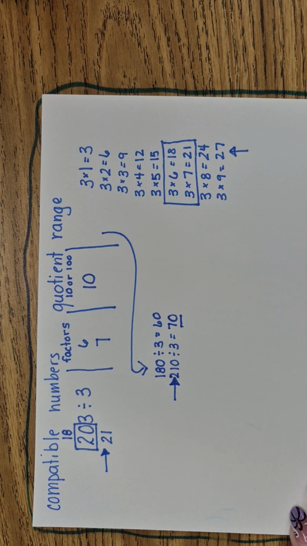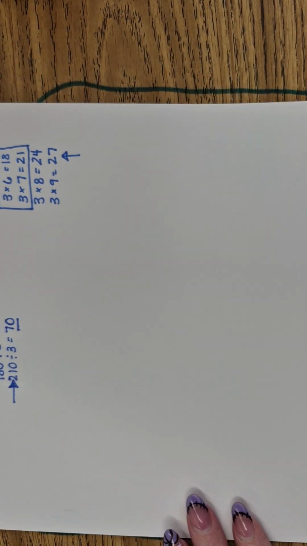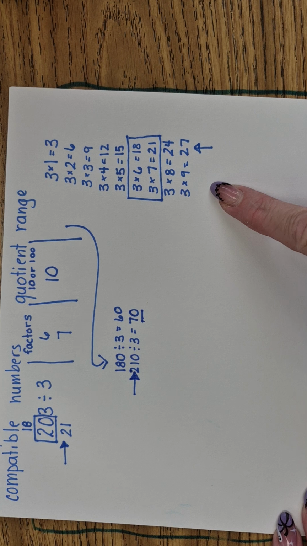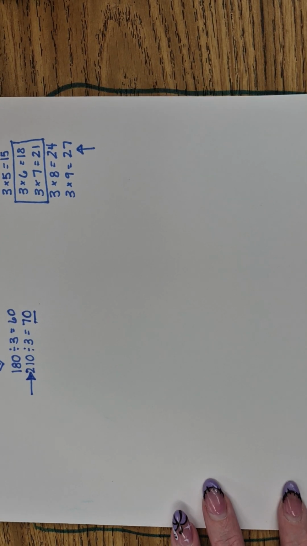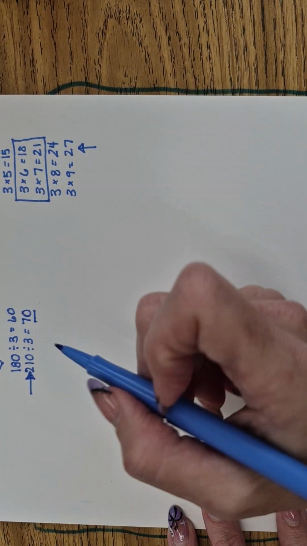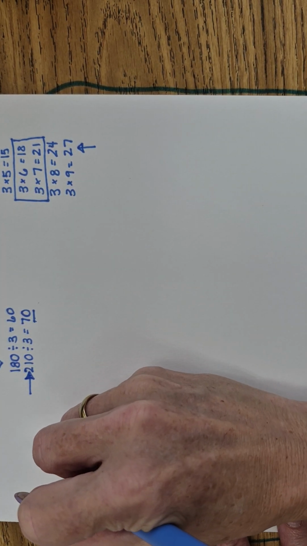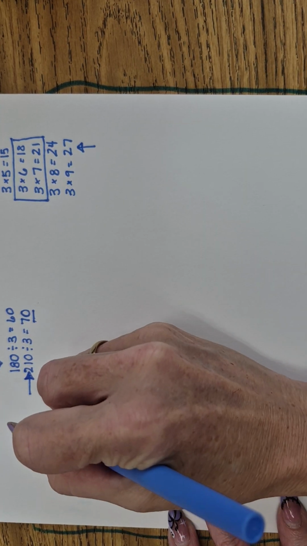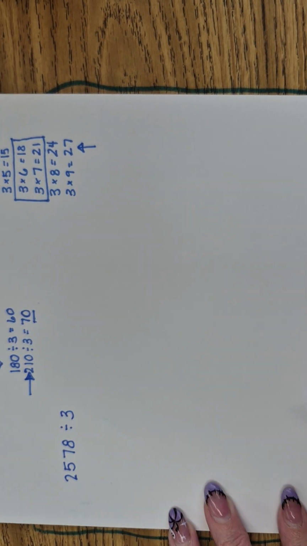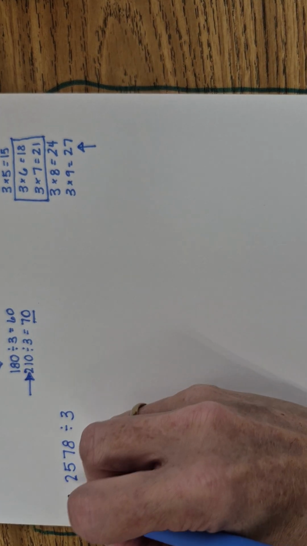Now we have another couple of problems here. We're still going to use these multiplication facts because I'm still going to keep it with the 3 so I don't have to write them out again. But let's look at our next problem. I've got 2,578 divided by 3. So again, the first two numbers.